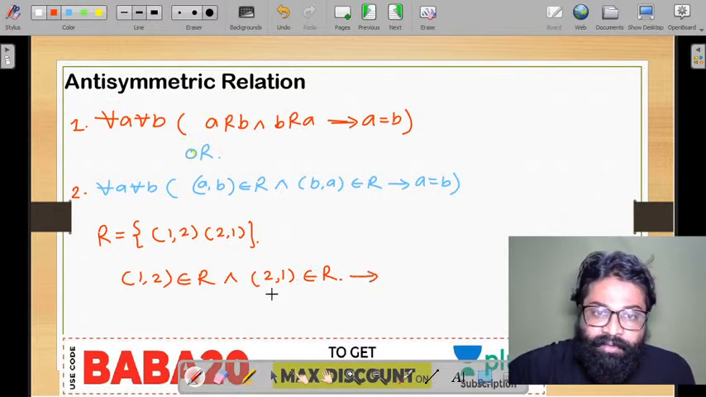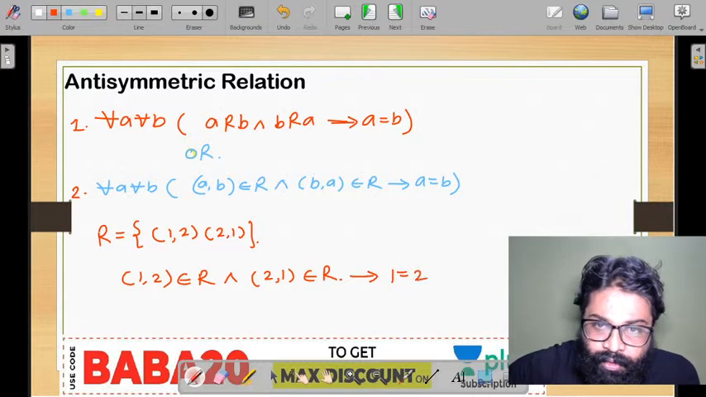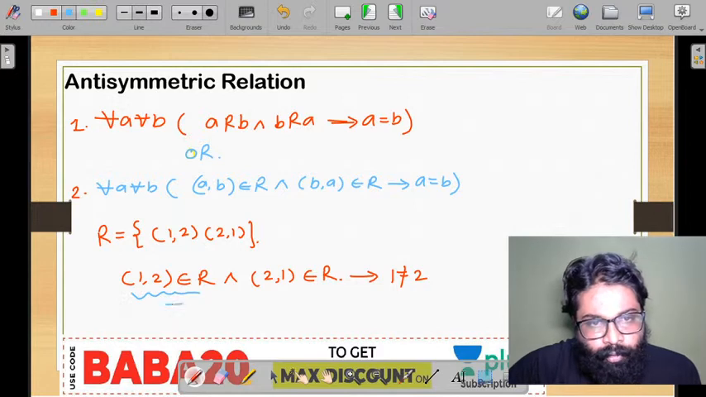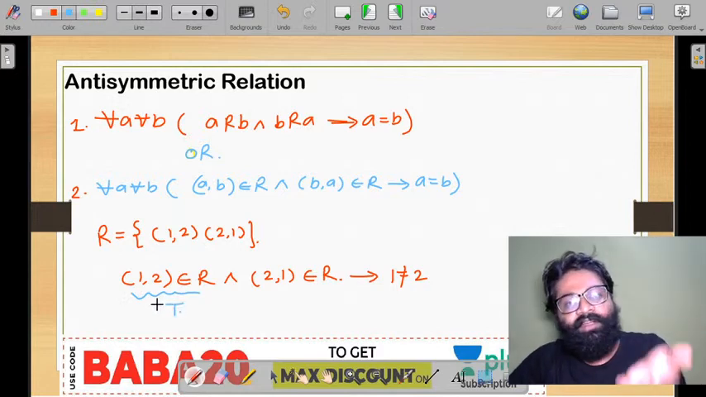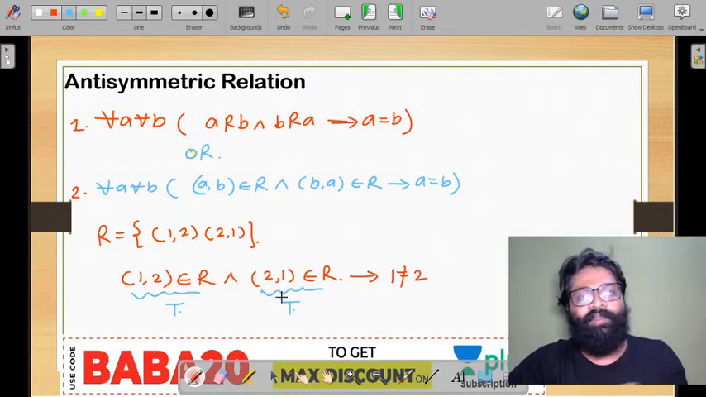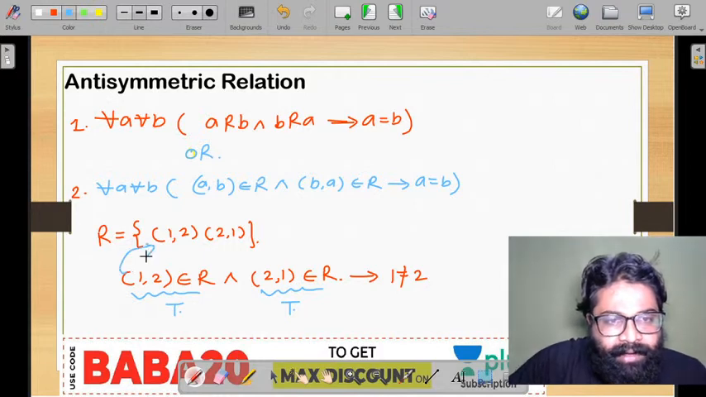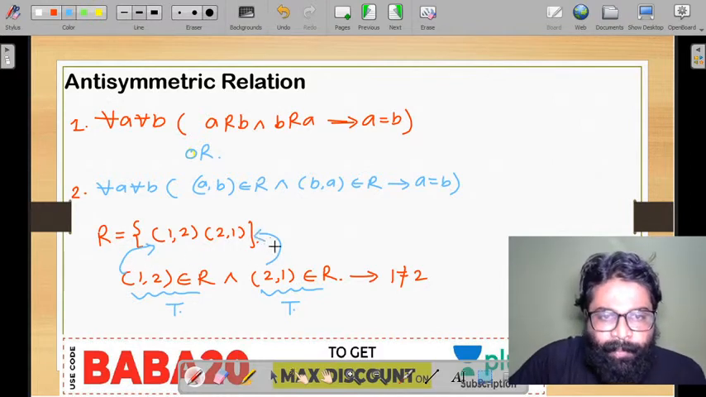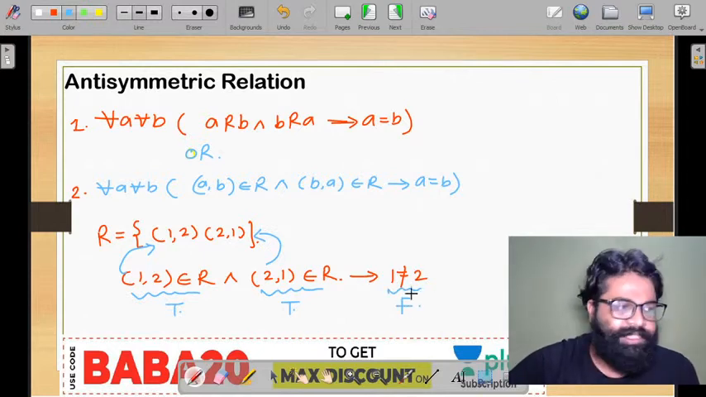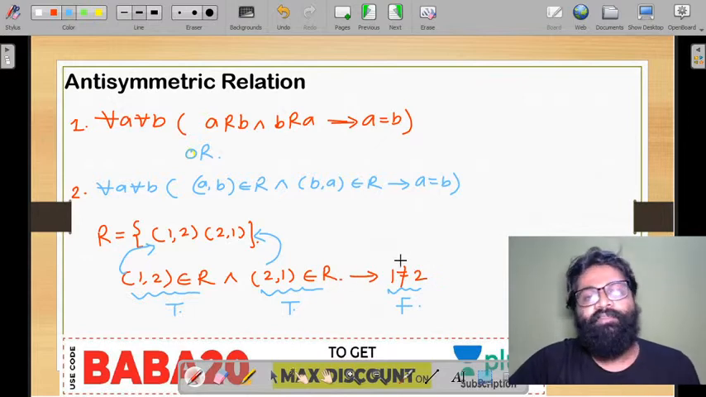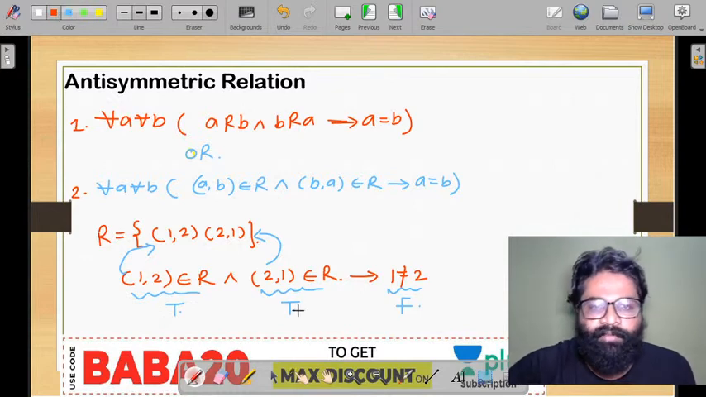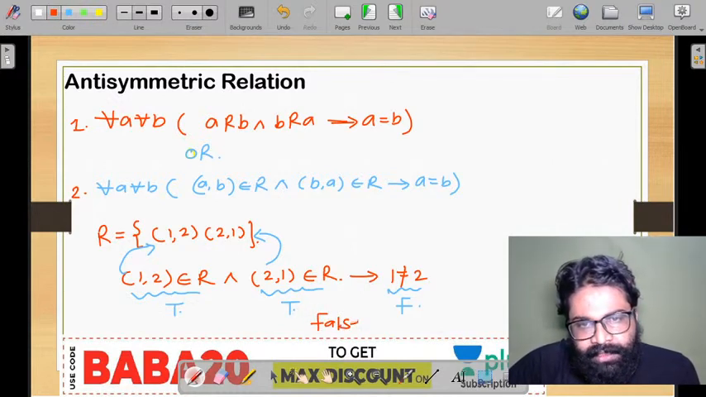But what is it trying to say? It is trying to say that 1 is equal to 2. No, 1 is not equal to 2. Then what will happen? Can I say this is also going to be true? Yes, this is present in R. See, this is present over here, and this is also present over here. But can we say that 1 is equal to 2? No, this statement will become false. When this statement becomes false, the whole statement will become false.